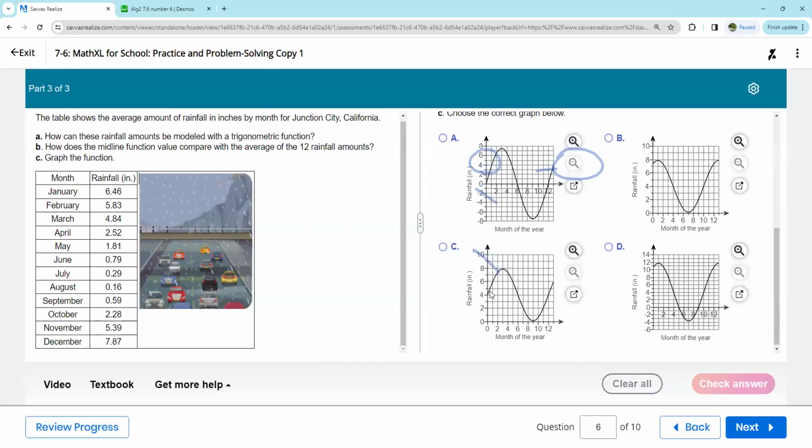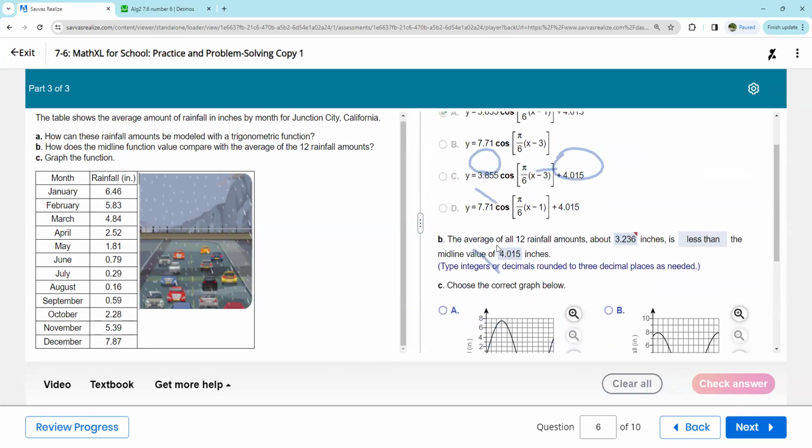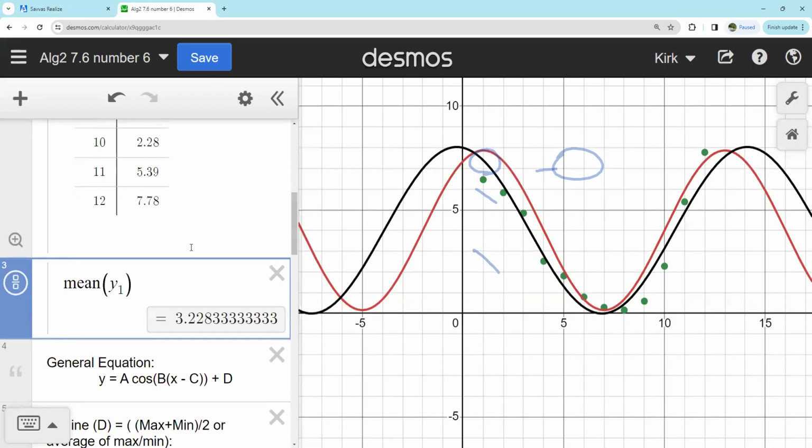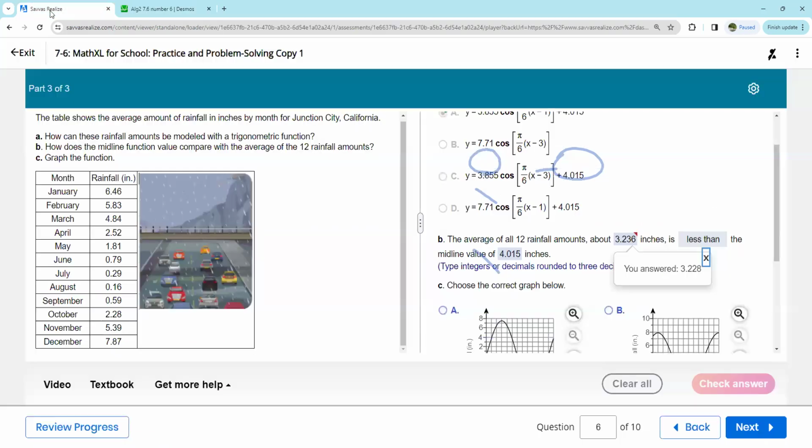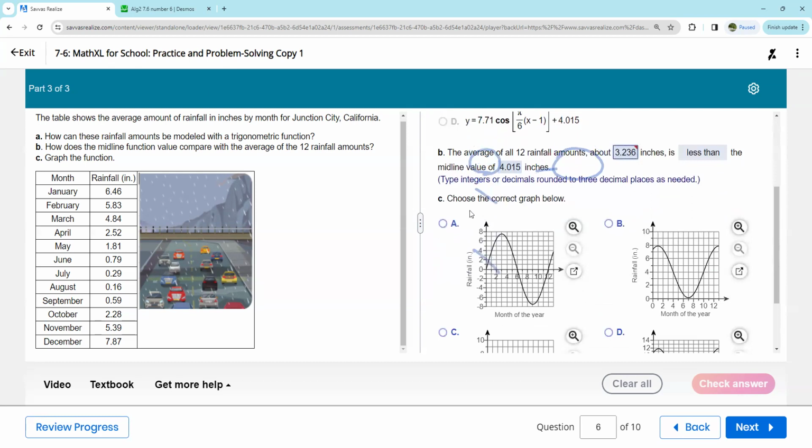And the question, again, said the average of all 12 rainfall amounts. I don't know why that would be different. I don't know where the 3.228. I mean, Desmos is going to do that correctly anyway. So you see what they're, I don't know how they're coming up with that one, but anyway, then the graph that would match that one.